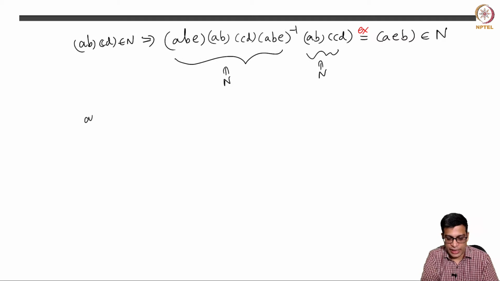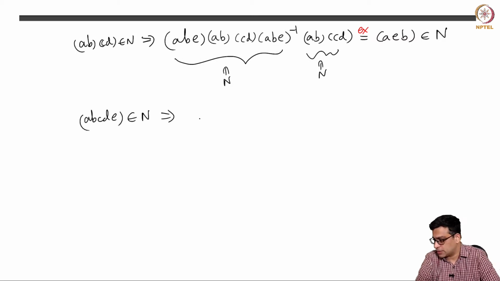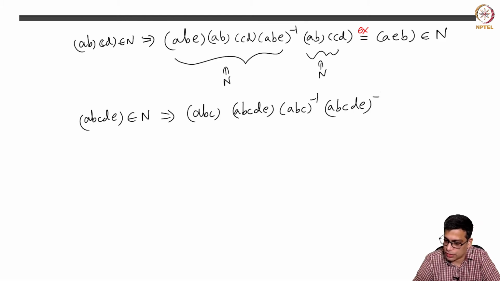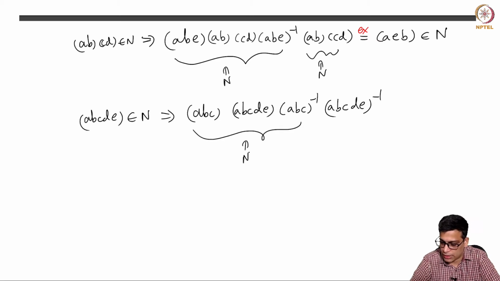On the other hand, if (A B C D E) is in N, that means I will write it down here. You can check this. (A B C) times (A B C D E) times (A B C) inverse times (A B C D E) inverse. So I checked this. You can check that. This is in N because N is normal. This is in N because N is a subgroup. So this is actually (A B D), which is in N.